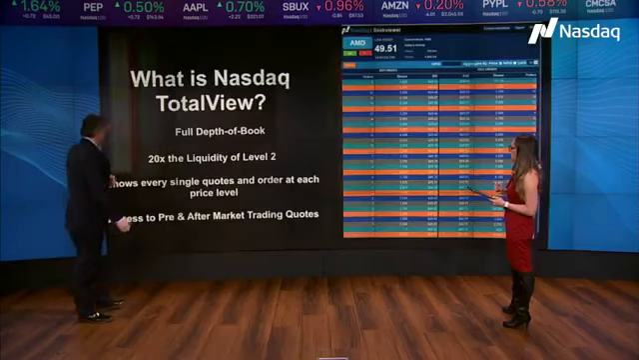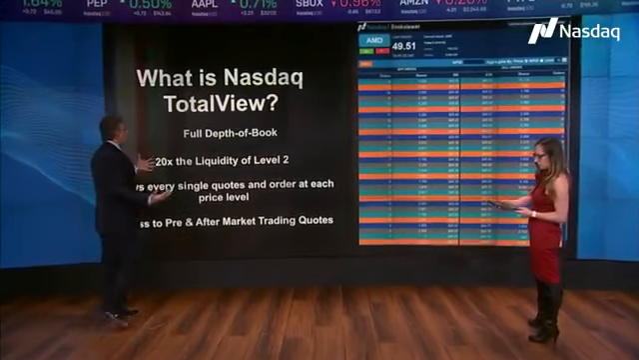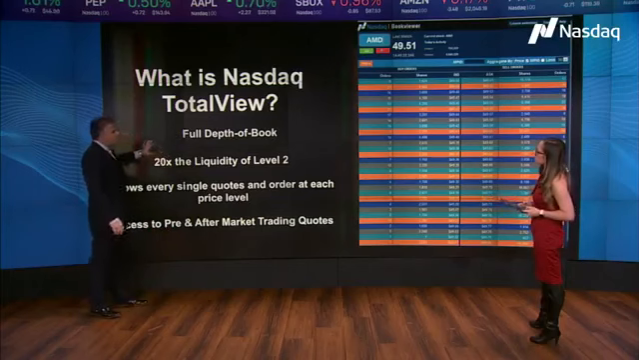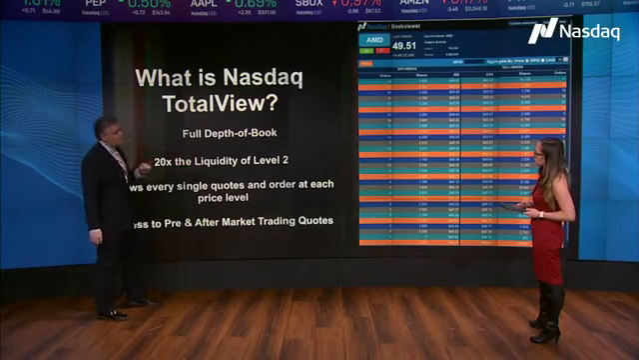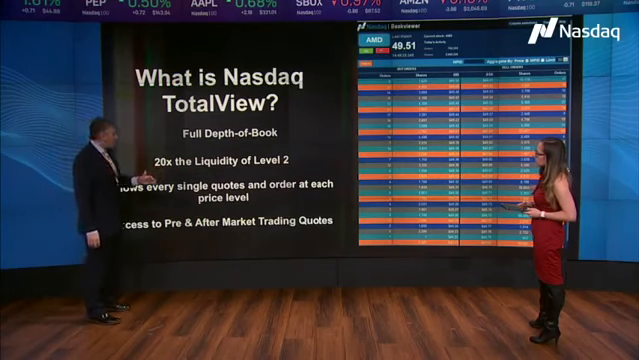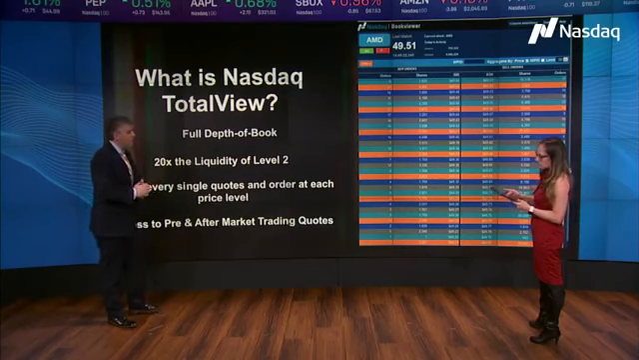All right, our next slide over here, a little bit of a bigger view on TotalView. Right, so just more of an explanation so your viewers can kind of realize what TotalView really is. This just comes right off the Nasdaq website. It shows you full depth of book. You get 20 times more liquidity on level 2. It shows you every single order that's being placed out there. And also you get access to pre-market and aftermarket, which is where a lot of us traders make most of our money, is looking at those orders.